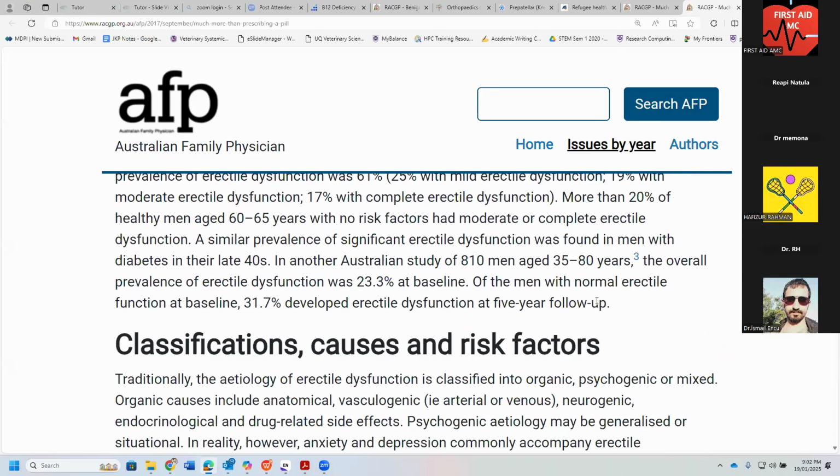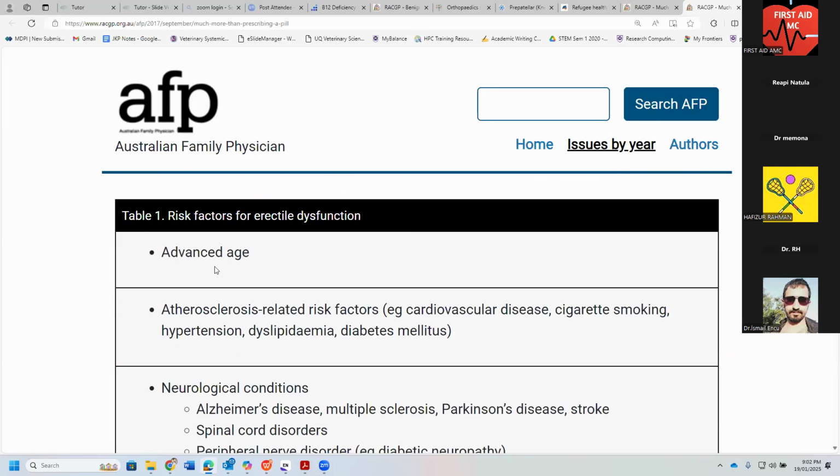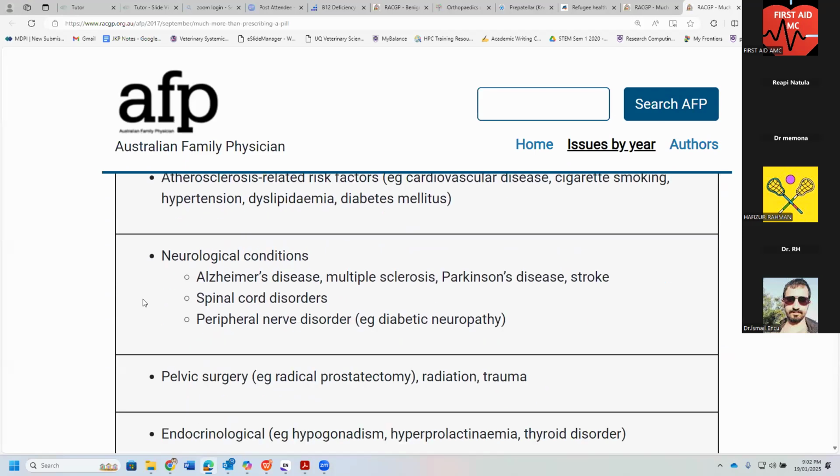Erectile dysfunction in RACGP, risk factors: advanced age, atherosclerotic diseases, neurological diseases like Alzheimer's, multiple sclerosis, Parkinson's, strokes.